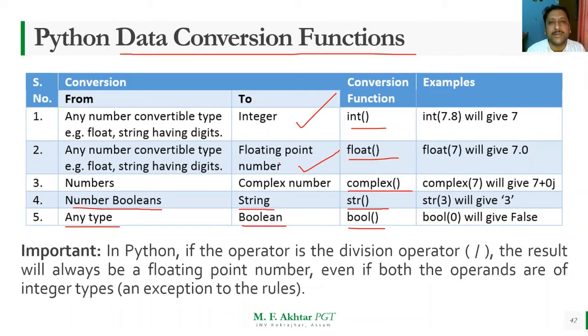One more important thing in Python: if the operator is the division operator, the result will always be a floating point number. If we are using the division operator, then every time the result will be in floating point, even when all the values are of integer type. This is an exception in the Python language.